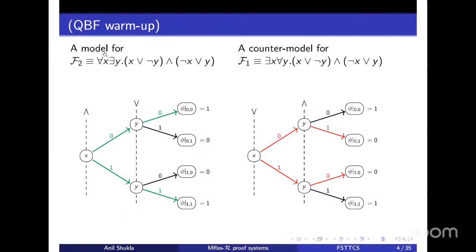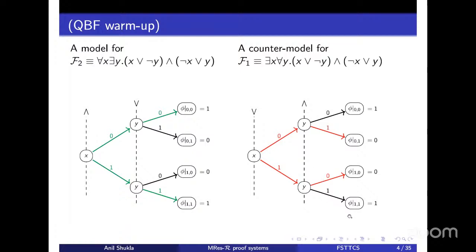This is F2, and this is a model of F2. For all x is an AND gate, and for all x there exists y is an OR gate. For every x, you should get a value of y. These green lines make this a model. And here is a counter model. The exists x is an OR gate, for all y is an AND gate. If this is a counter model, both have some counter.